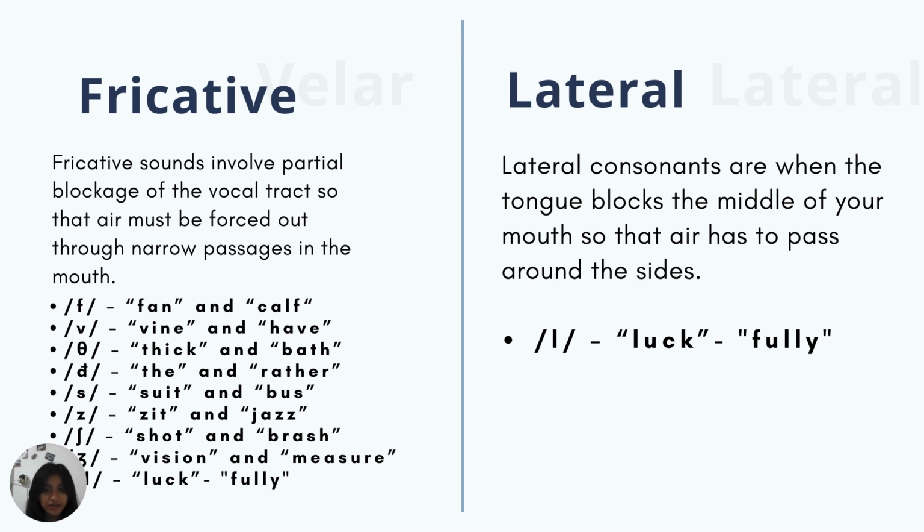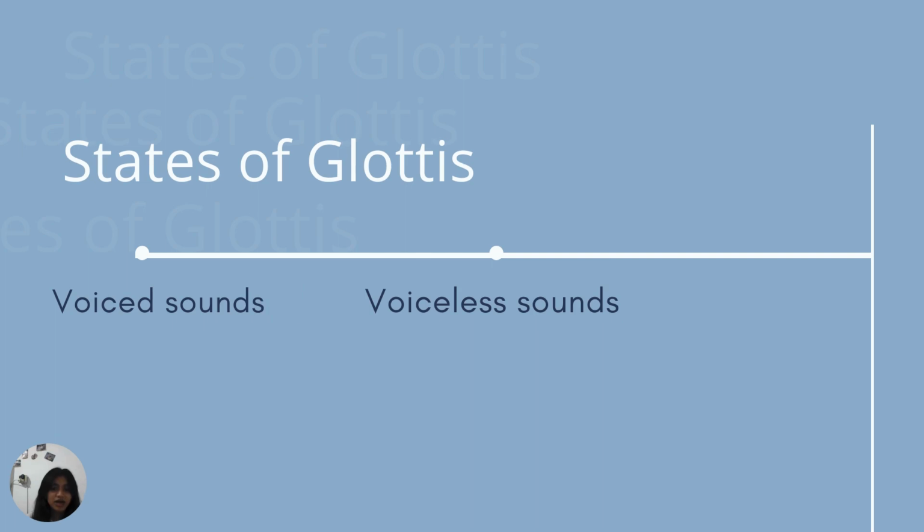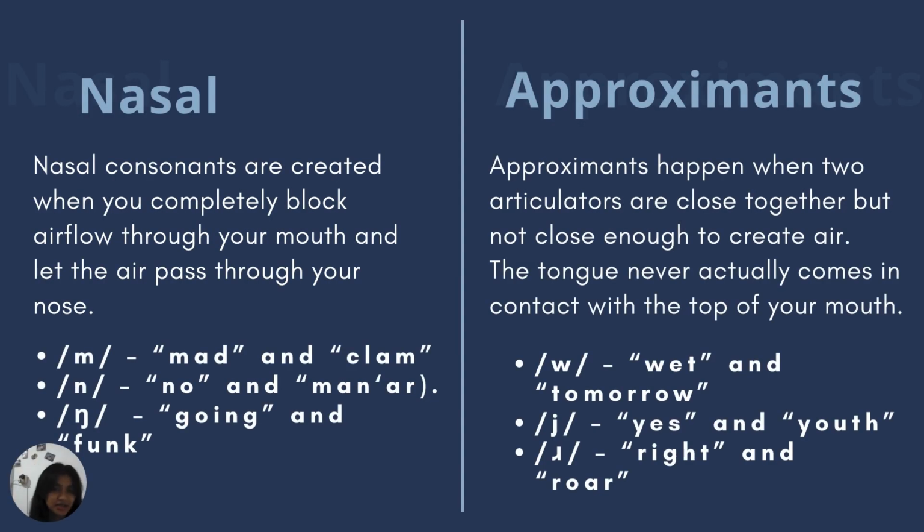And then there is the lateral consonant, when the tongue blocks the middle of our mouth, so that the air has to pass around the sides. For example, in luck. There is also the nasal. Nasal consonants are created when you completely block airflow through your mouth and let the air pass through your nose. For example, in the sounds mat, clam, or calm.